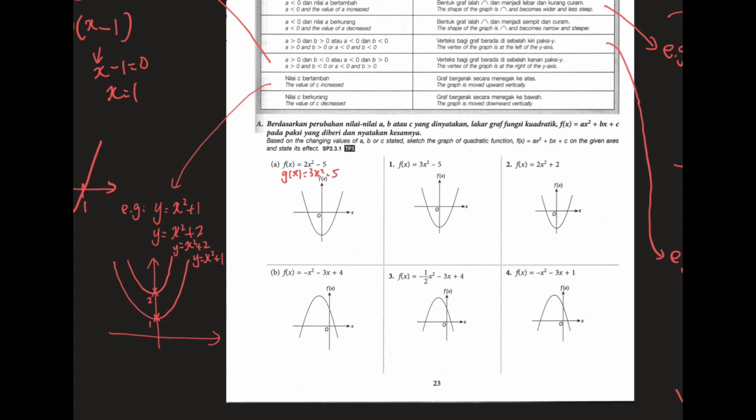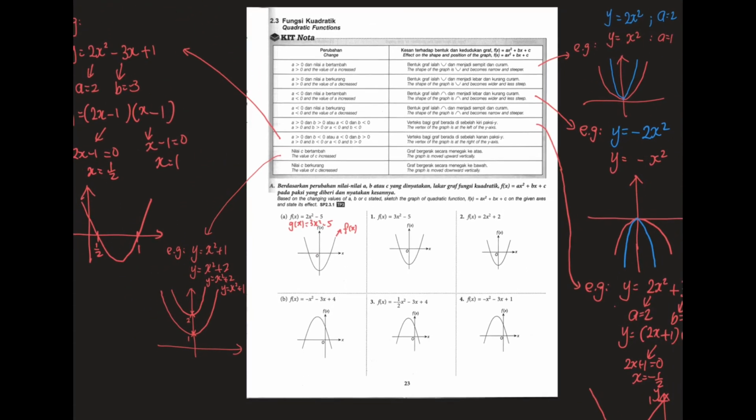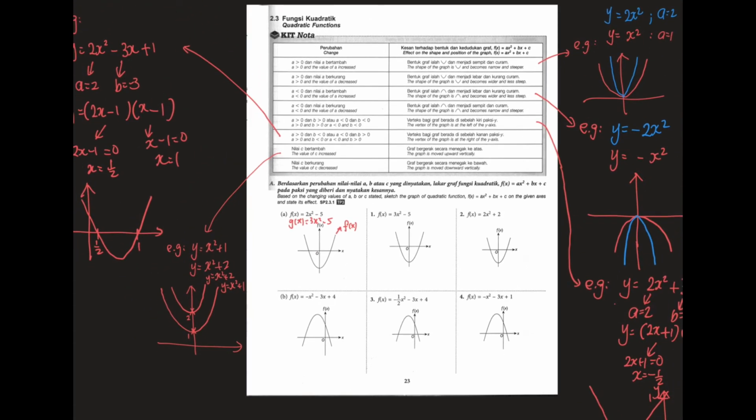Okay, so let's say they sketch this as f(x). Now when they give g(x) equal to 3x squared minus 5, what happened is it belongs to the first scenario. a is more than 0. a is 2, and now a increased to 3. The shape of the graph is happy face and becomes narrow and steeper. So when you increase the value of a, which is positive, the graph becomes narrow and steeper.